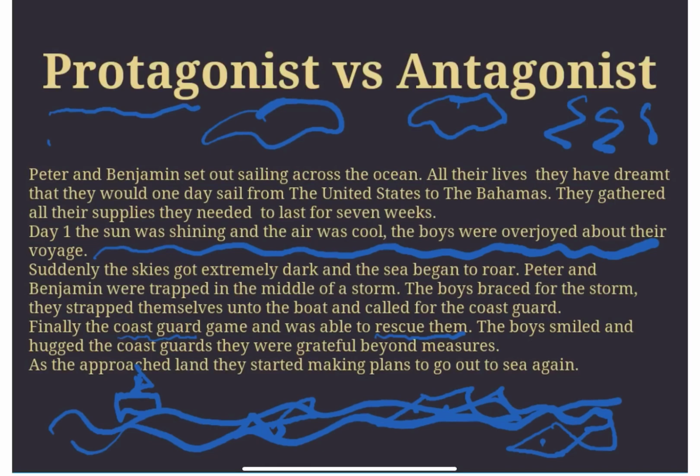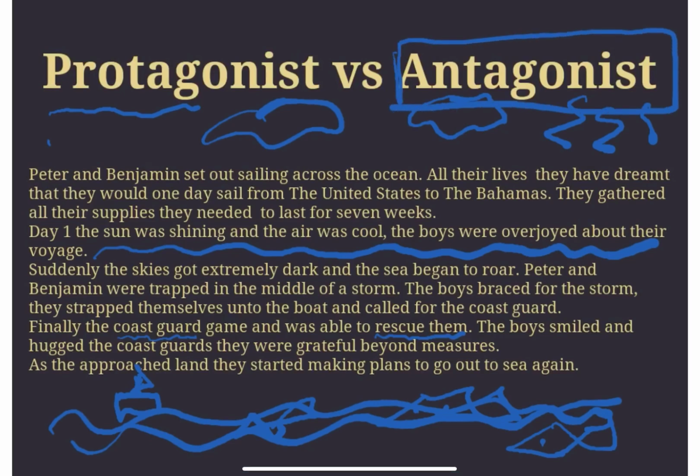But then we want to know who the antagonist is. So remember, in not all stories is the antagonist going to be a person. The antagonist can be nature. In this case, the antagonist was the storm. The storm was set against them. The storm was set to ruin their time. But the day was saved thanks to the Coast Guard.